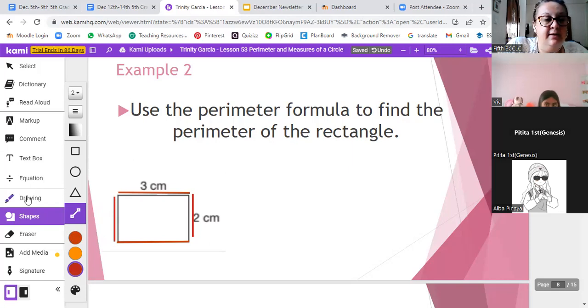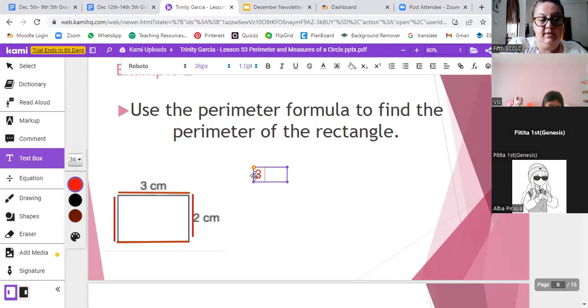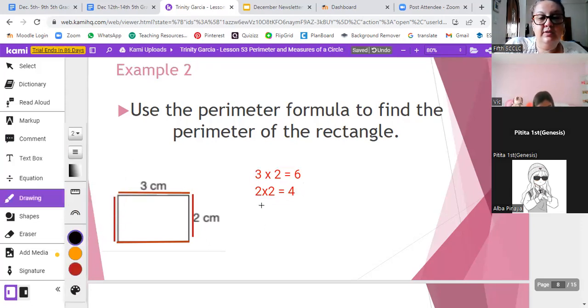Okay, so 3 times 2 equals 6. That's our lengths. And then 2 times 2 is our width, and that equals 4. And then we just add those 2 together to get the whole outside of the shape, and that tells us 10 centimeters. Let's look at a different one.